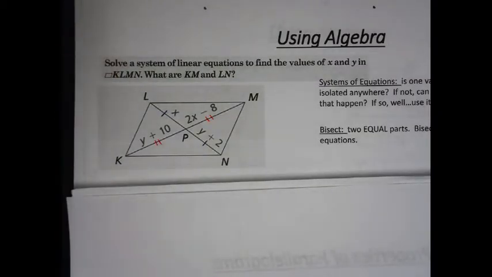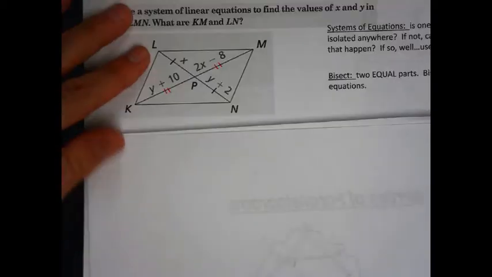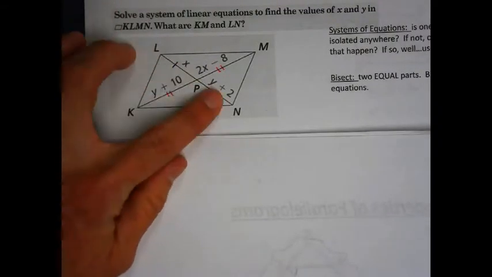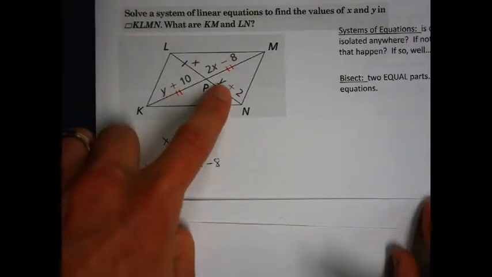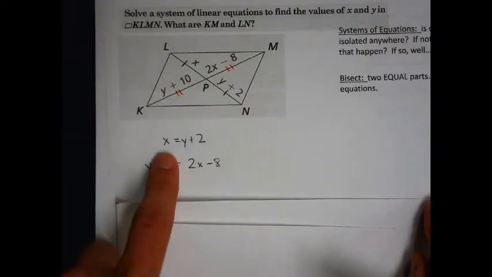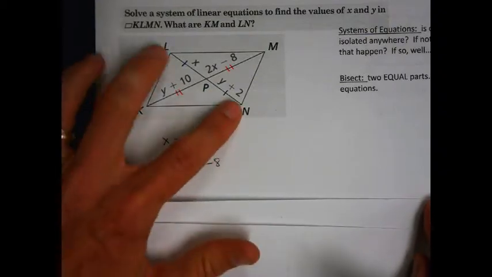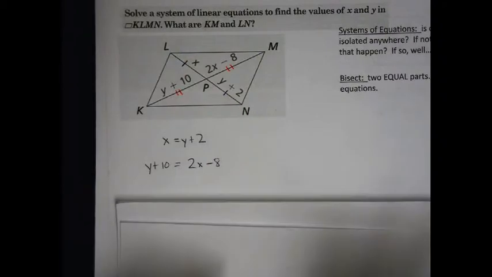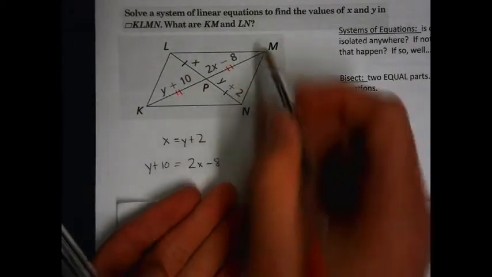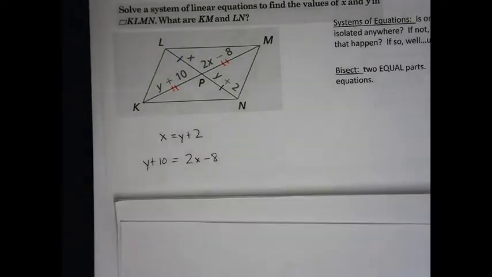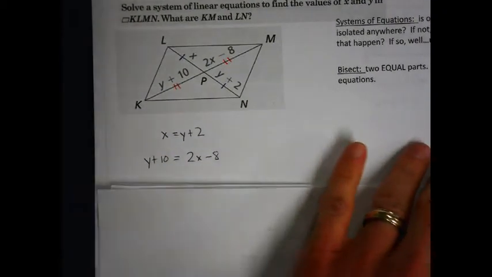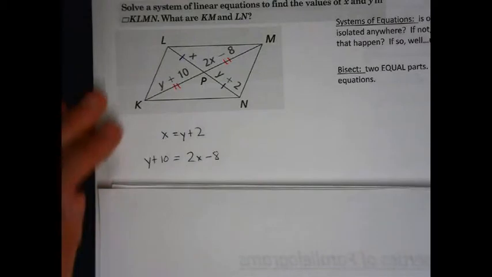But now we get into this. If we know that's the case, that we have these two things are equal, we now have equations that we can deal with. Okay, we're saying x is equal to y plus 2. That's what bisect means. And y plus 10 is equal to 2x minus 8. That's what that means. So we have two equations that pop up out of this little factoid. And now we do some algebra memory.